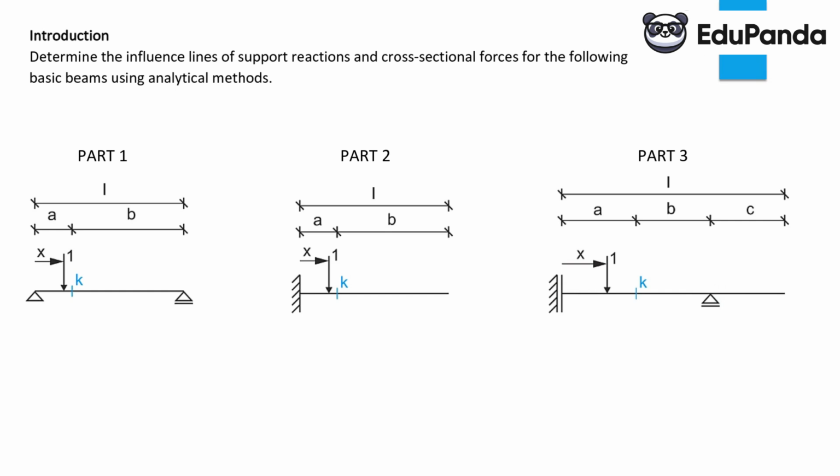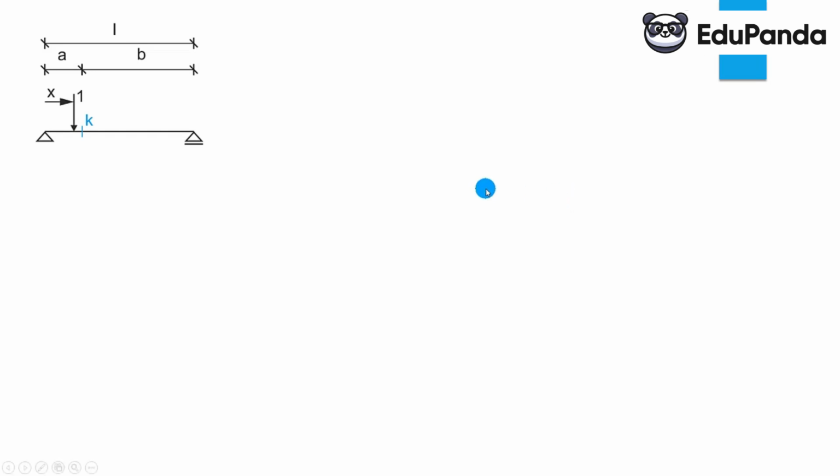A unit force moves across this beam. It can be from the left side or the right side. We mark this force along the length x. I made a cut at a distance from the left support, meaning the total length of the beam is L. Here I've divided it into A and B.